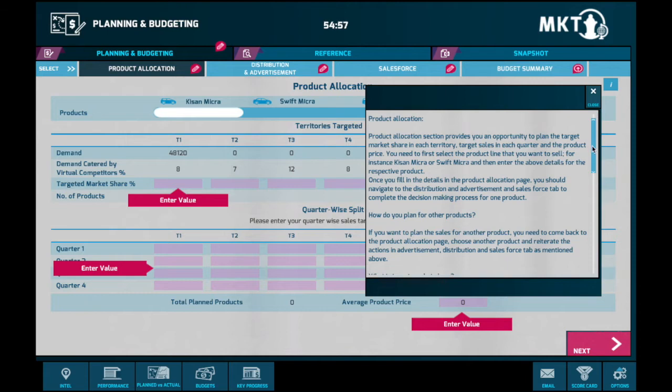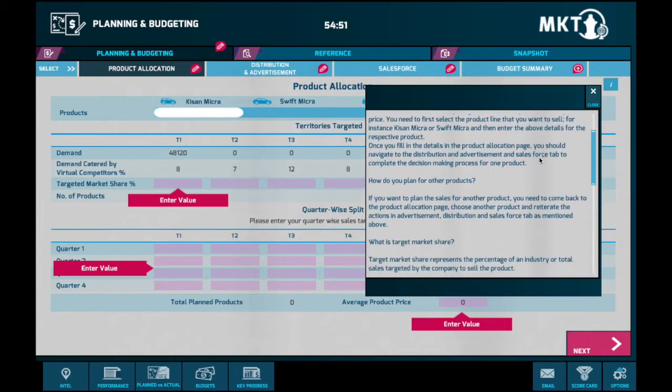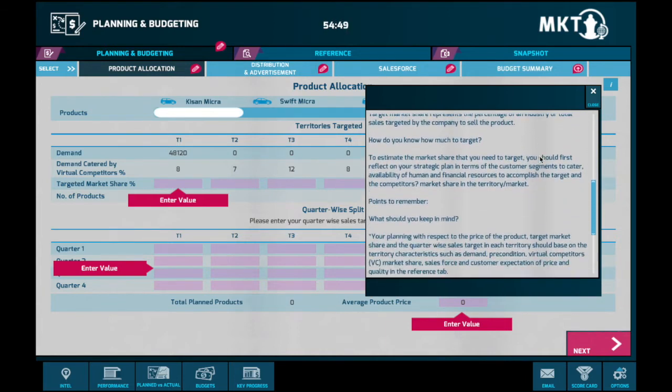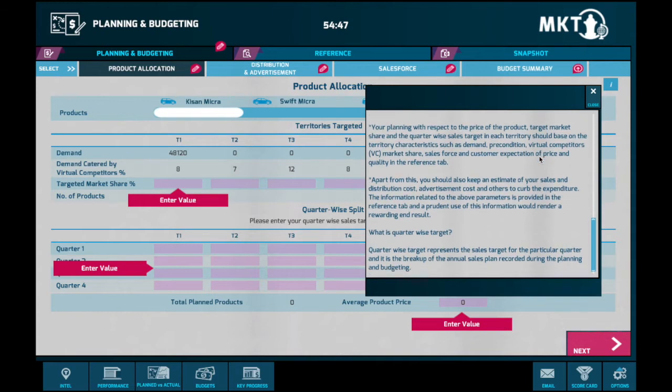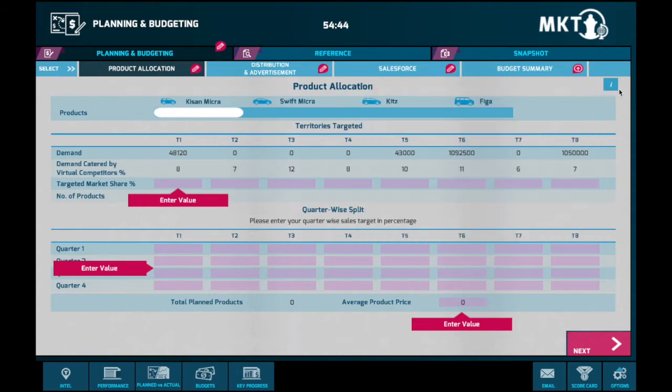You also would be in a position to understand, if you have certain questions, the answers to those questions by looking at the FAQ section by clicking on the I tab on the top right hand corner. Let us now look at a plan.